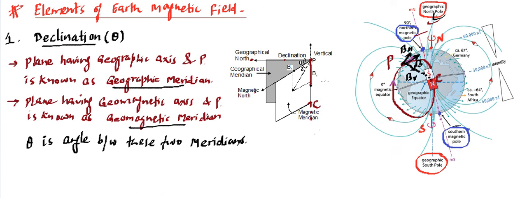So here I have tried to explain two planes. One is this, another is this white one, and these two planes are inclined at an angle. This is the angle between the two planes, and this angle is known as theta.